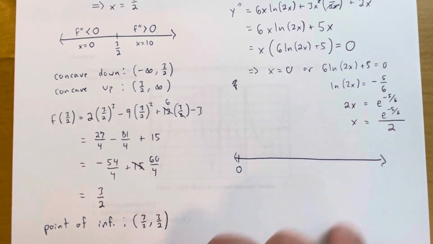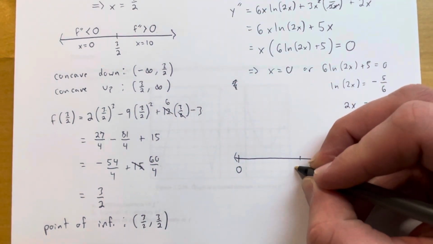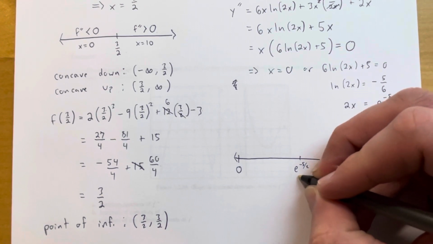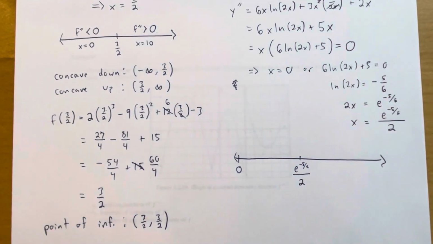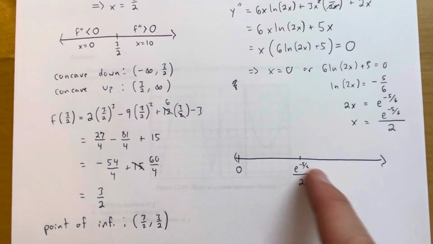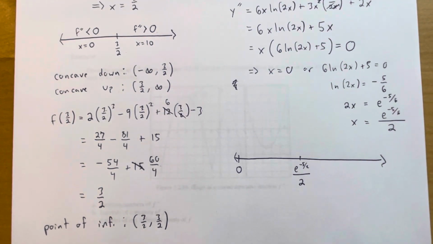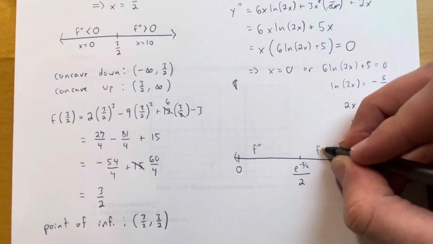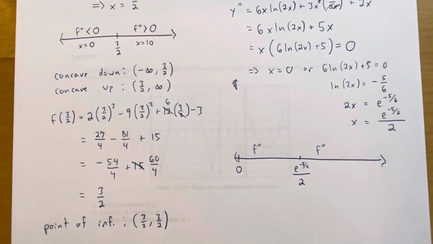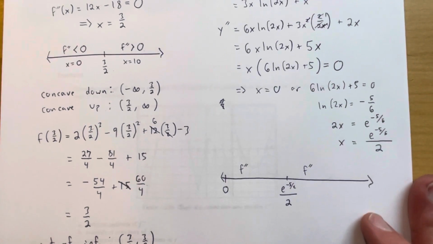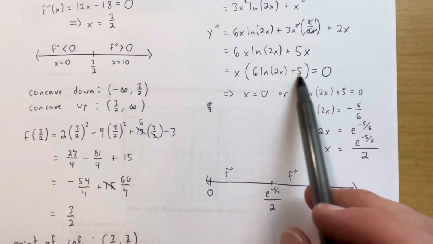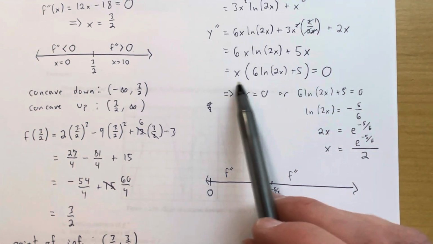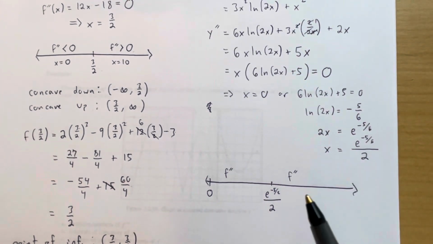Aside from 0, I only had one other partition number, e to the negative 5 halves over 2. So what we're going to want to do now is start putting in test values to figure out what's happening to our second derivative here. Remember, we're trying to figure out if our second derivative is either positive or negative on these intervals. I'm going to use this version of my second derivative. Since it's factored, that's going to be the easiest way to go.